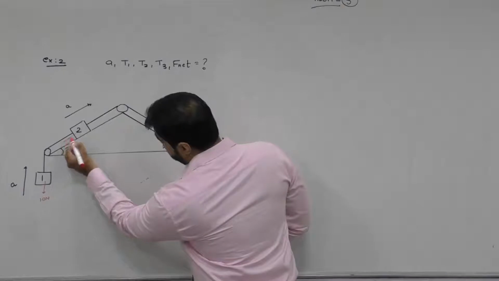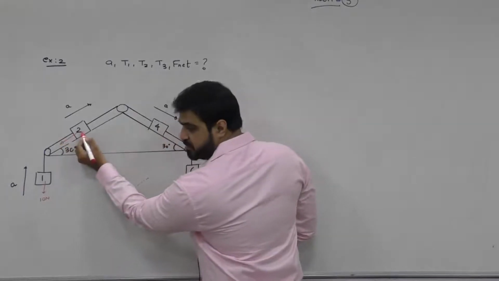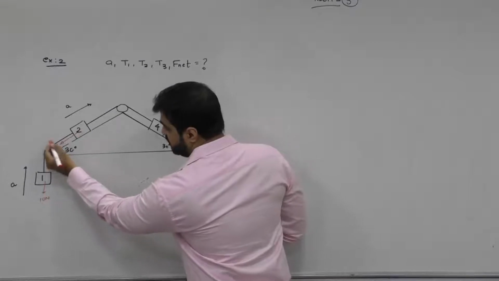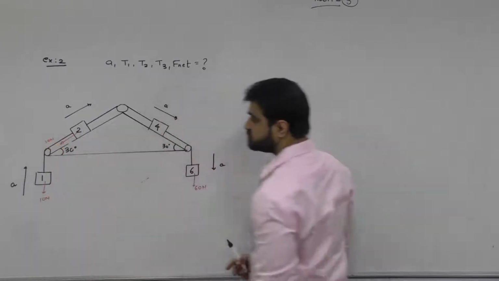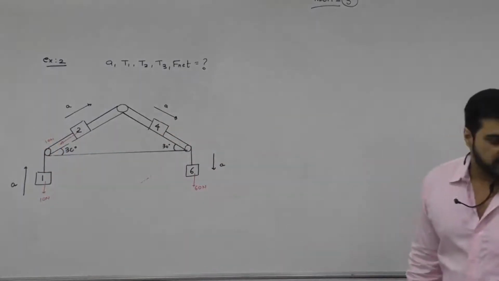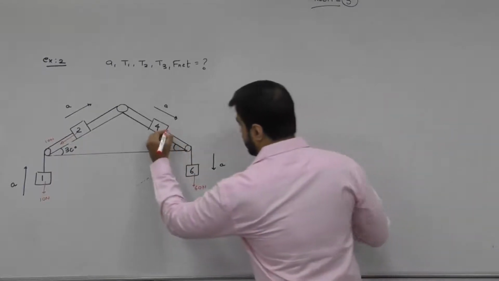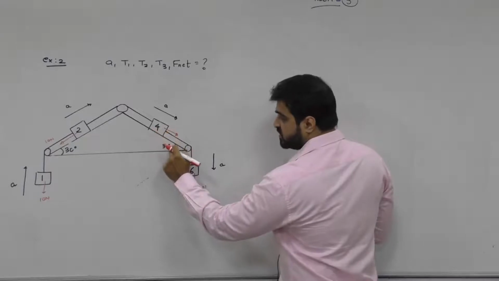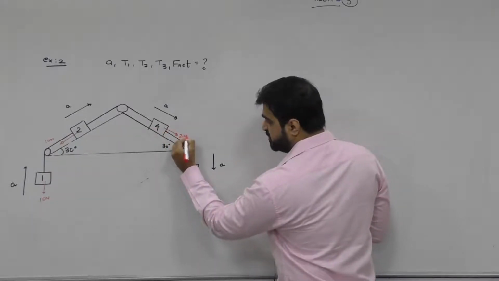So how much will mg sin theta be over here? How much will mg be? 20. How much is sin 30? So half of 20 will become 10 Newton down. Always remember mg sin theta. And for this one, mg is 40. Sin 30 is half, so it will become 20 Newton.